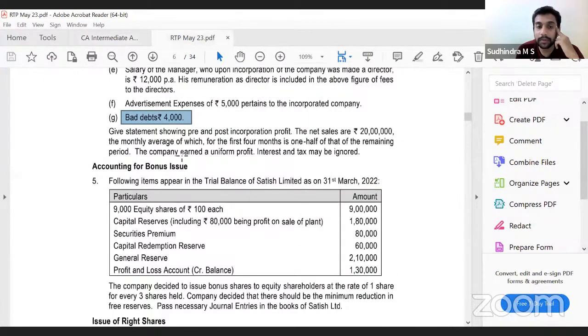Question number 5 in the RTP. Following items appear in the trial balance of Satish Limited as on 31st of March 2022: 9,000 equity shares of rupees 100 each; capital reserve including 80,000 rupees being profit on sale of plant; securities premium; capital redemption reserve; general reserve; P&L account credit balance. The company decided to issue bonus shares to equity shareholders at the rate of 1 share for every 3 shares held. Company decided that there should be minimum reduction in free reserves. Pass necessary journal entries in the books of Satish Limited.